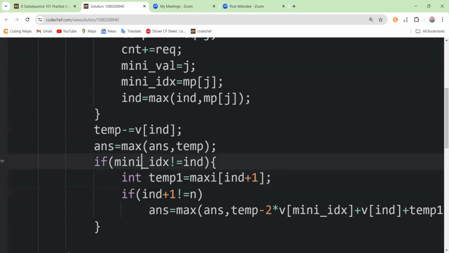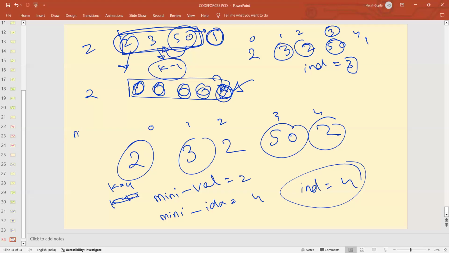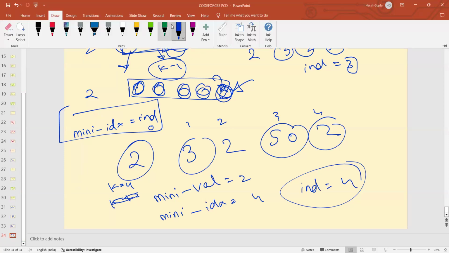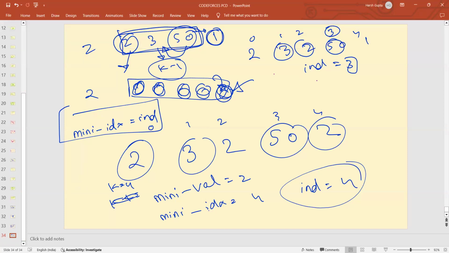So now just tell me one thing. If your mini index is equal to index, do you need to do that? Do you even need to do that? No, because you know that you have chosen k minus 1 maximum elements from the right. So if the minimum of those is the last element that you are choosing, that is the best possible scenario, no? That is 2, 2, 3, 50.